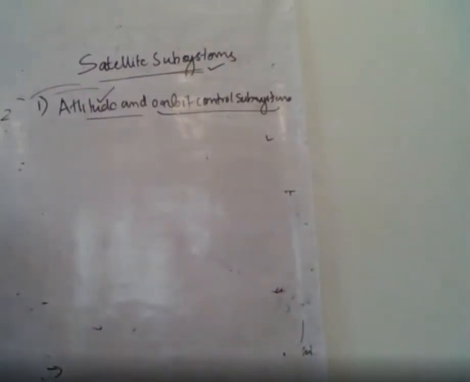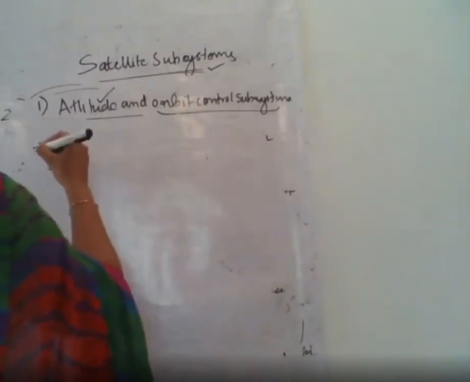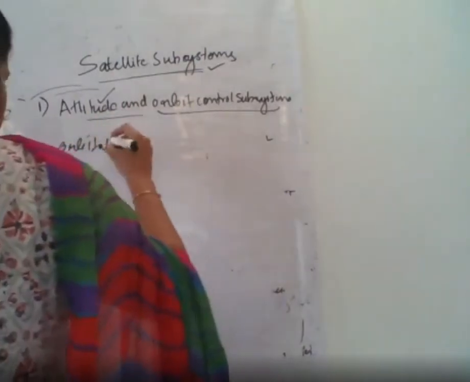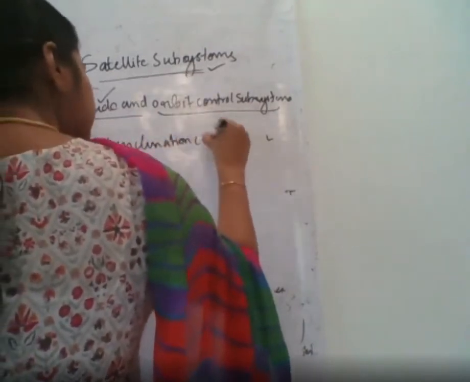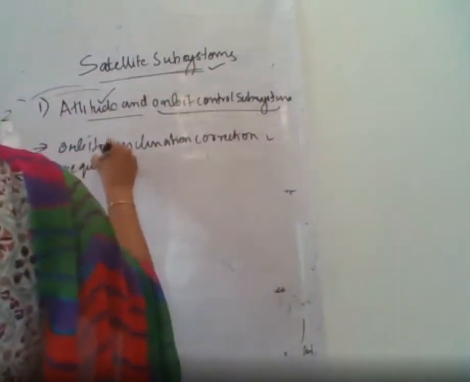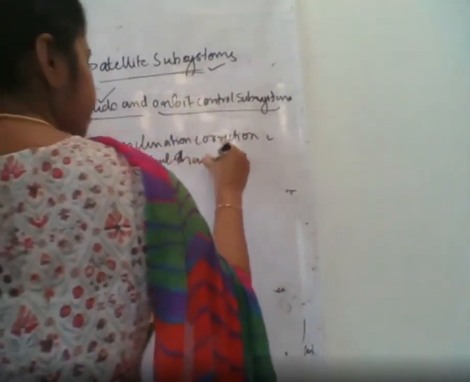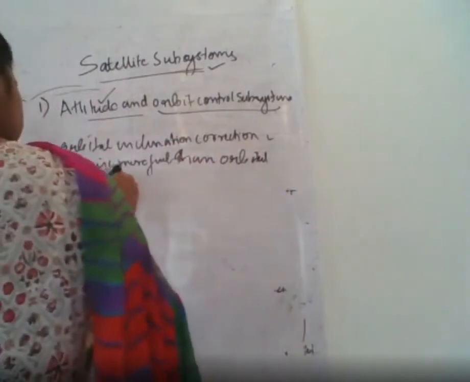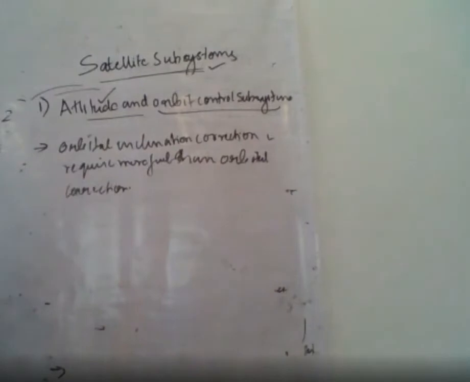Correcting the inclination of the satellite requires more fuel. That is, orbital inclination correction requires more fuel than orbital correction.